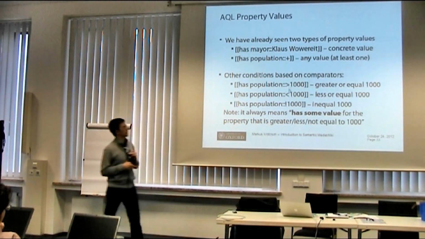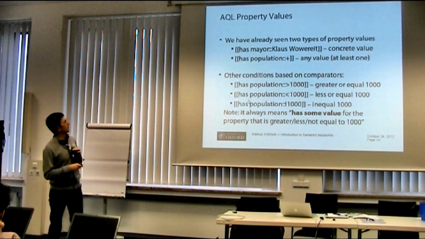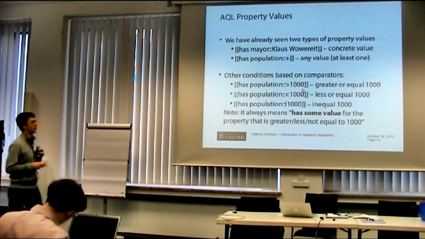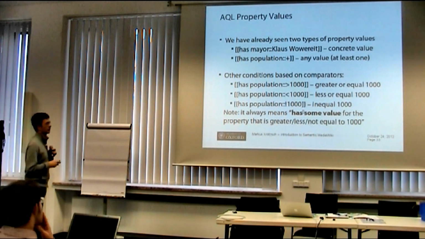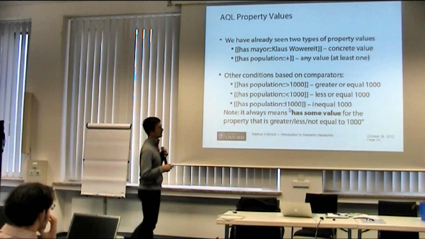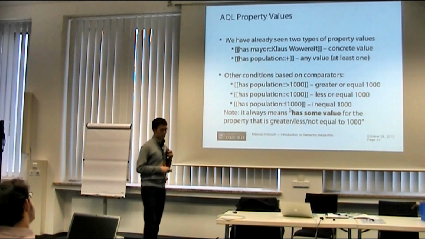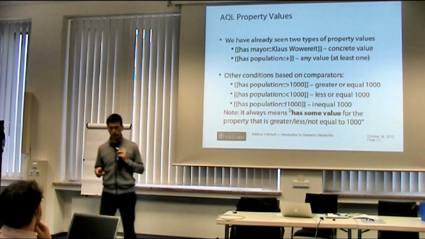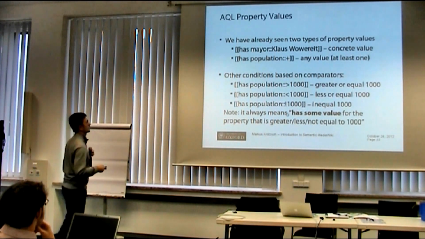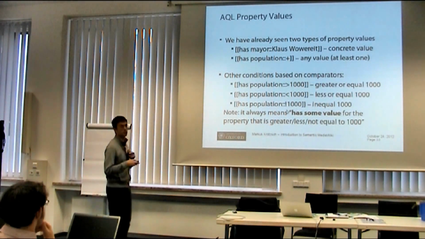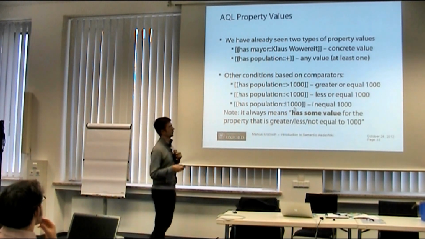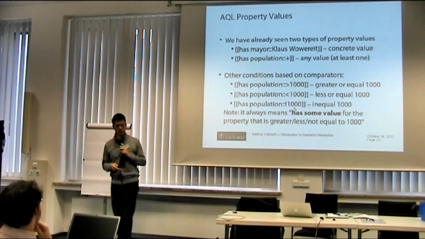Important for all of these conditions is that they all mean the page has some value for has population, which has this property of being greater or equal to 1,000. In particular, the last one is always a bit tricky for users. This means the page has some value which is not equal to 1,000. It's not the same as saying the page has no value of 1,000. It could actually even have another value which is equal to 1,000. So this asks for information that is there, not for information that is not there. Existence of a value unequal to 1,000, not non-existence of a value equal to 1,000.